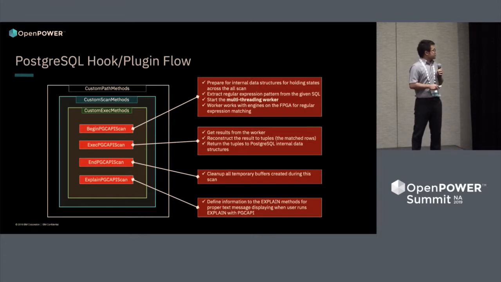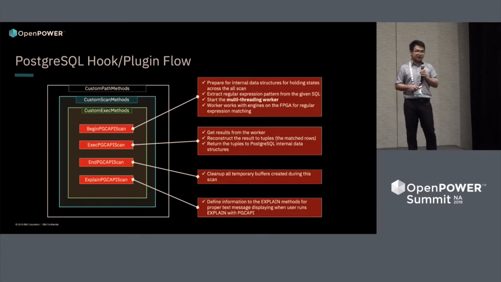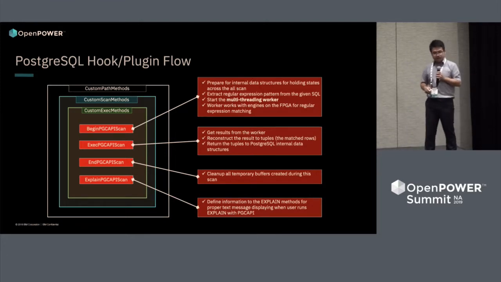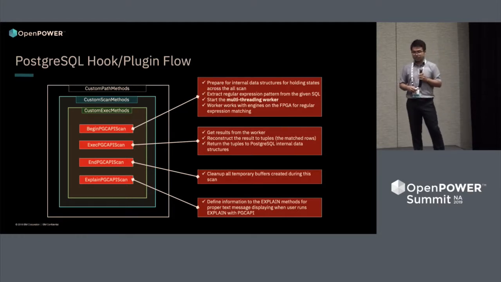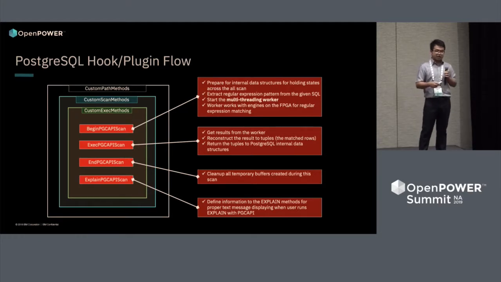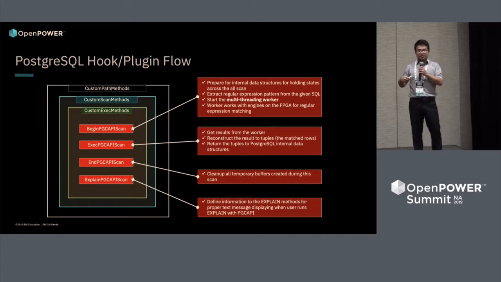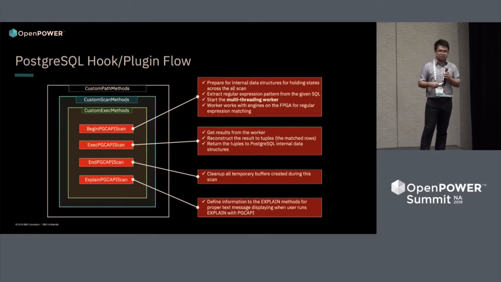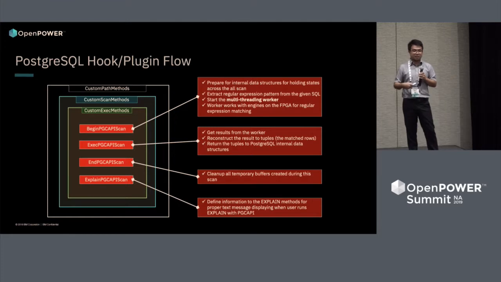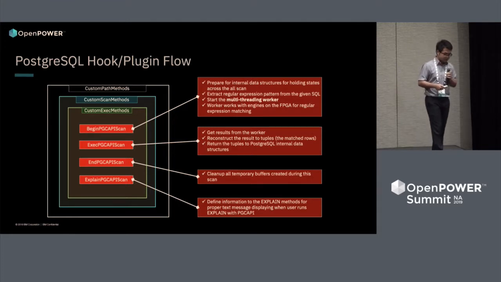And then after the whole work is finished by the hardware, we will go to the execute scan. In the execute scan hook, the results will be harvested. So the results will be processed by the software, and the tuples, which means the rows in the tables, in the relations, will be reconstructed. And then this result will be returned to the PostgreSQL internal data structures so that the end user will see the result of their regular expression matching.